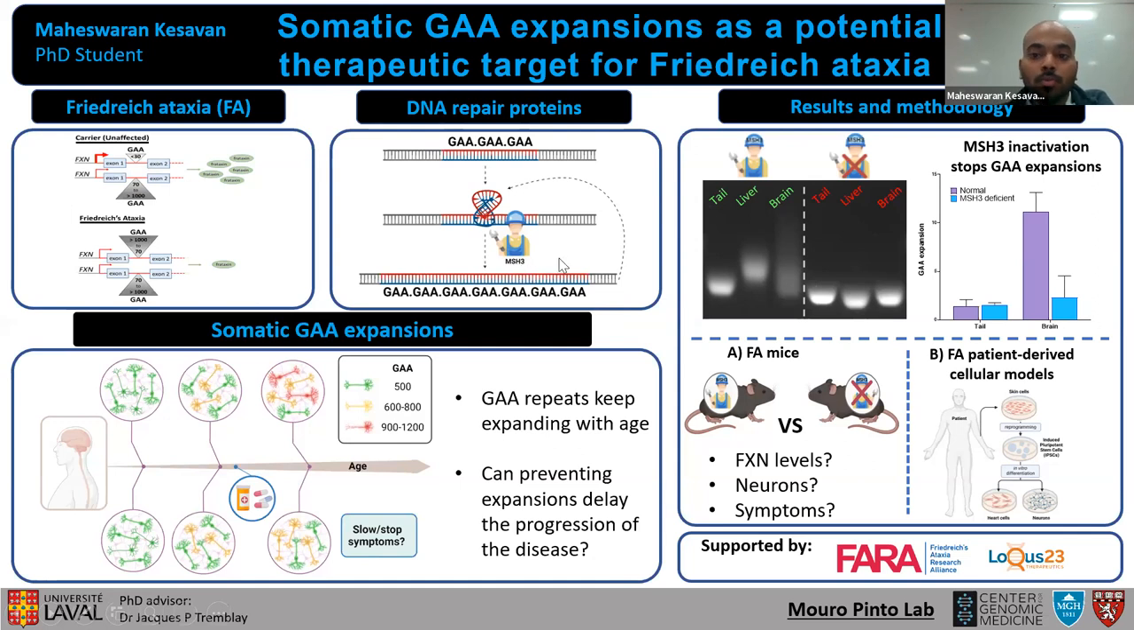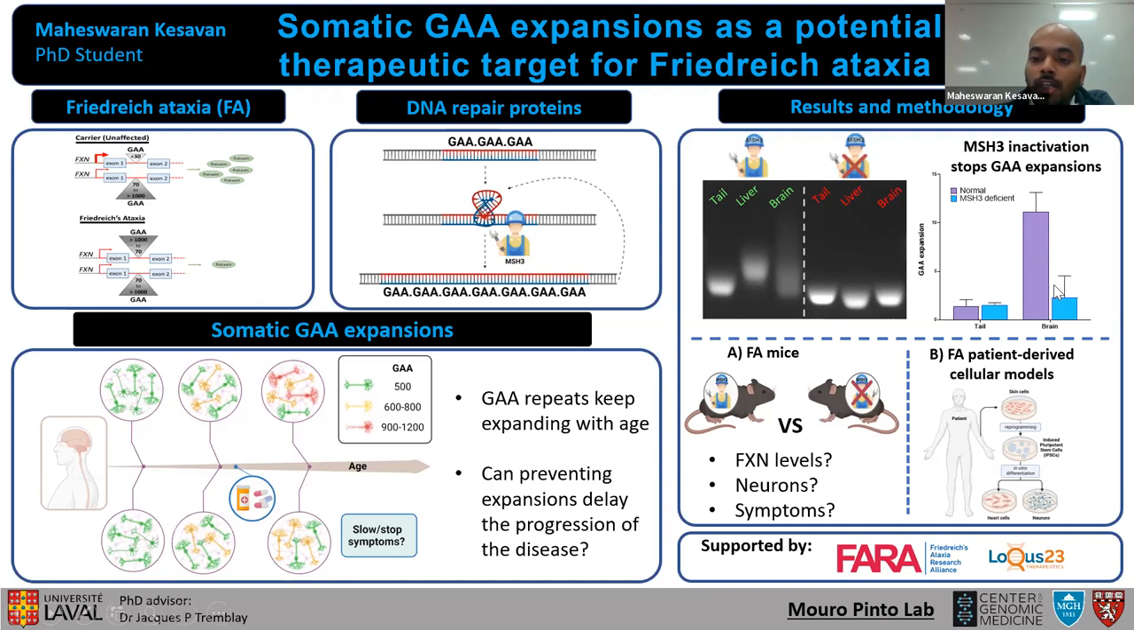The next logical question was, what happens if we inactivate this mechanic guy in the cell? To do that, we took two FA mice and we inactivated the MSH3 in one of the mice. So here is the picture with active MSH3, which has an expansion in liver and brain. When we inactivate the MSH3, we can see that there is a drastic drop in the expansion in liver and brain, which is plotted in the graph showing that there is a huge drop when there is a knockout or inactivation of the mechanic guy, also known as MSH3.